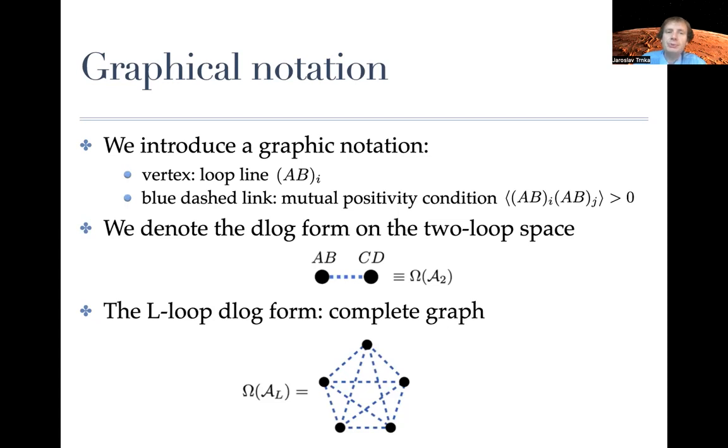And each blue dashed link is a mutual positivity between two loops. So each loop is a one-loop amplituhedron, and each link is saying that ⟨AB CD⟩ is positive. So they are connected by a positive link. The L-loop picture will denote the D-log form, the logarithmic form on this geometry. So this will be my notation. If I talk about the L-loop integrand, it's a D-log form corresponding to the complete graph of L vertices, because the positivity condition is between any pair of the loops.